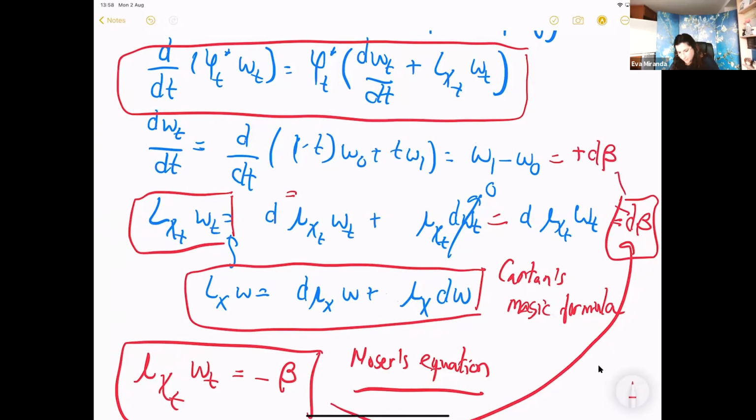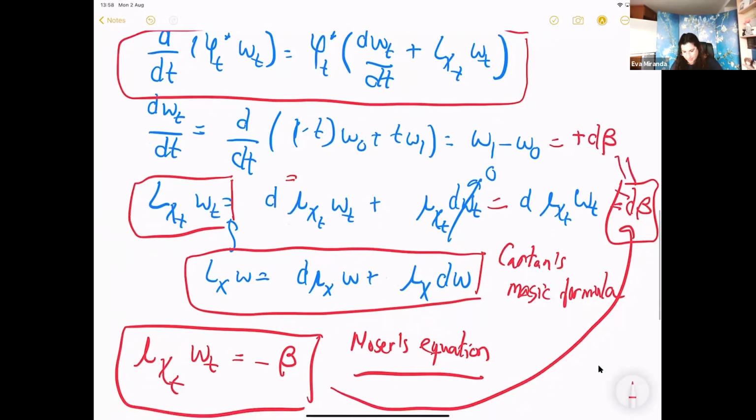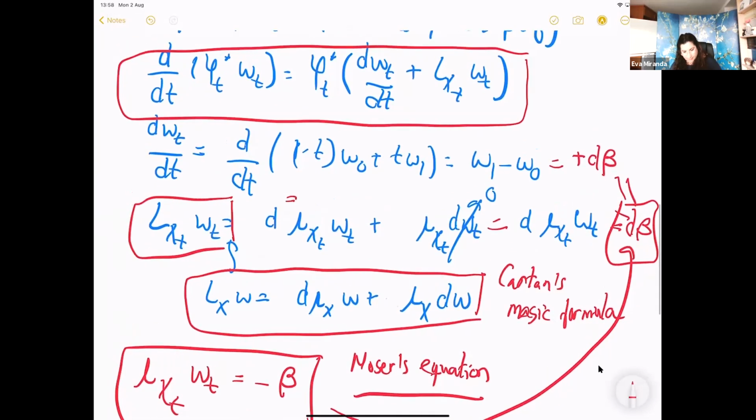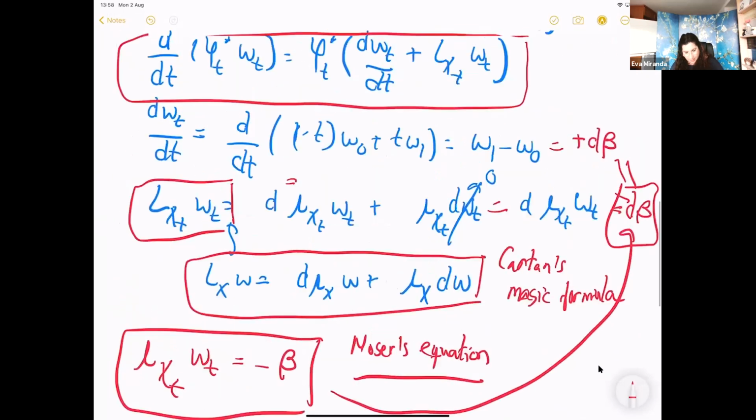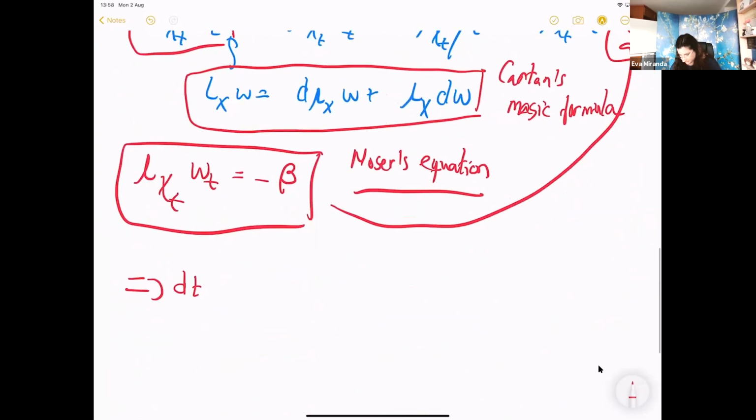So the sum of the two things, when I consider this differential, when I do the differential with respect to t, gives me 0. So this implies that the differential with respect to t of what I'm doing now, so I have phi t star omega t with respect to t, this thing is 0. This means that this guy here is constant.